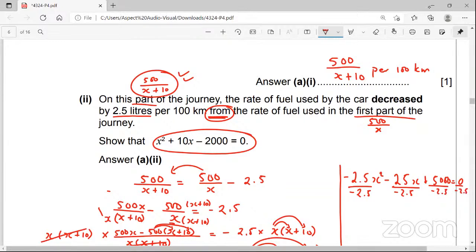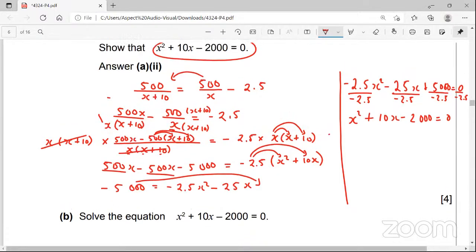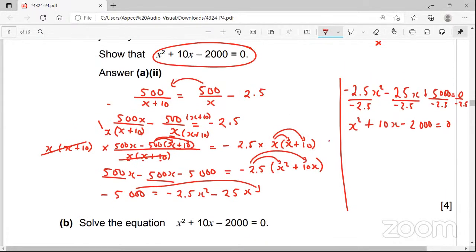Negative 2.5 divided by negative 2.5 will just give me positive 1, which is just x squared. 25 divided by negative 2.5 gives positive 10x. And then 5,000 divided by negative 2.5 gives negative 2,000, which is equal to, what do you have up there? You have the same thing. So what we basically try to do there is to manipulate such that it looks like that.